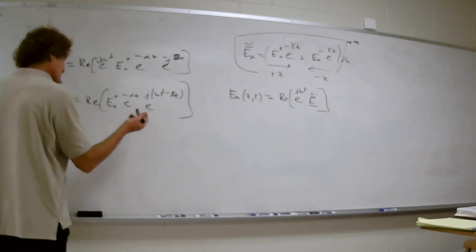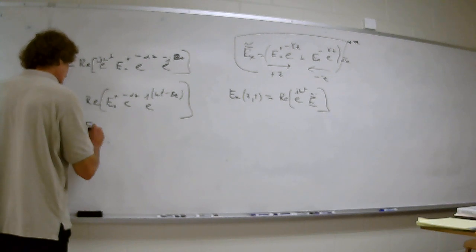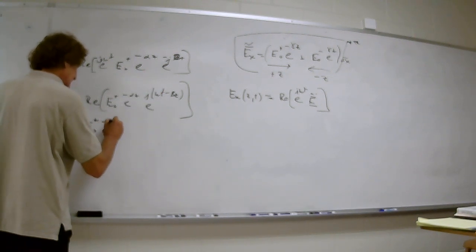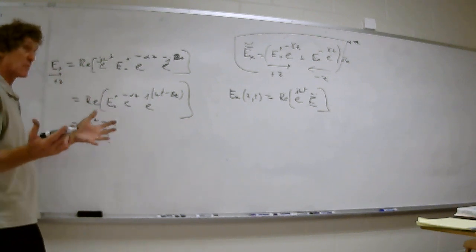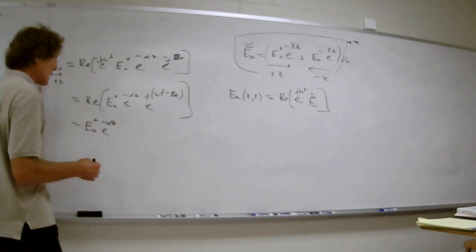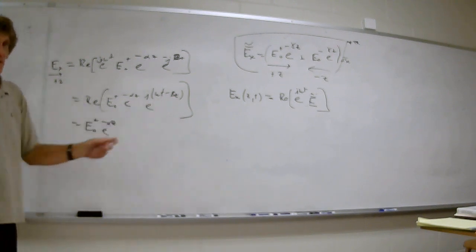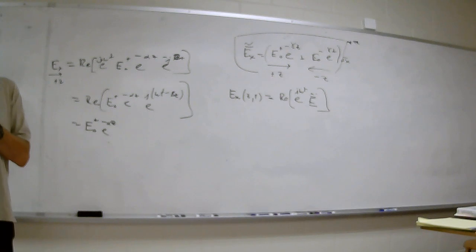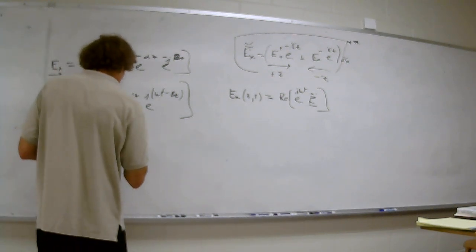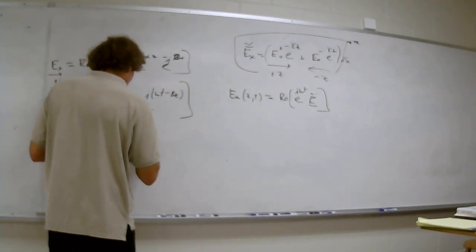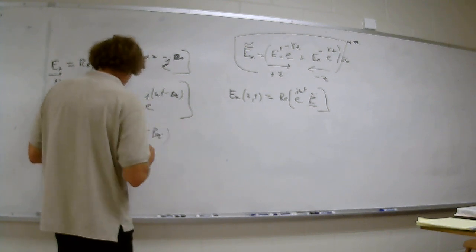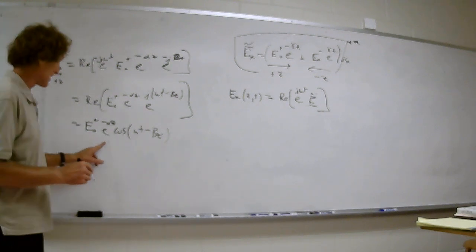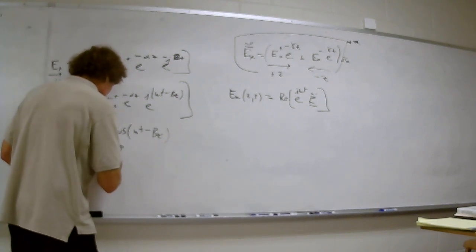Now, the real part is the real value. So E naught plus is just the real value. E to the minus alpha z is strictly real, because alpha is real, z is real. And then what's the real part of this? What's the real part of e to the j theta? Think about it. The cosine part. That's right. And this becomes simply cosine of omega t minus beta z. Now, that dictates a plane wave traveling in the plus z direction.